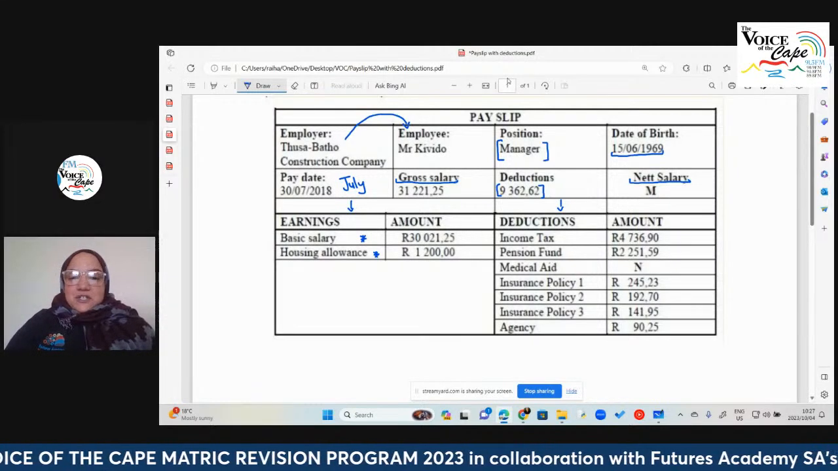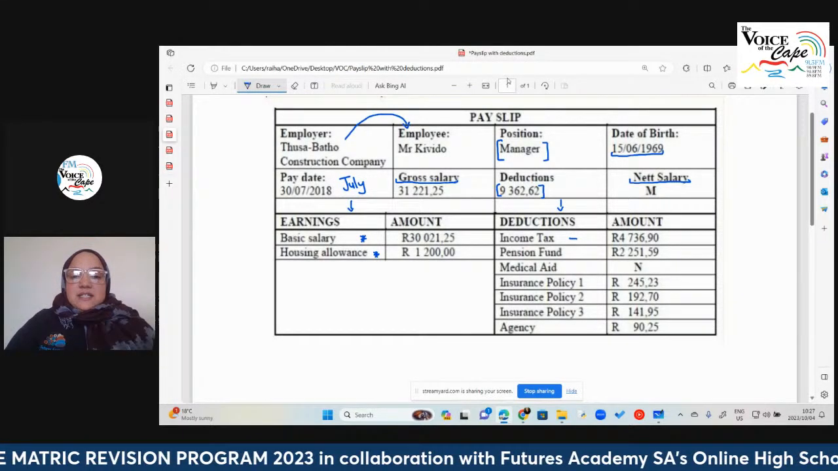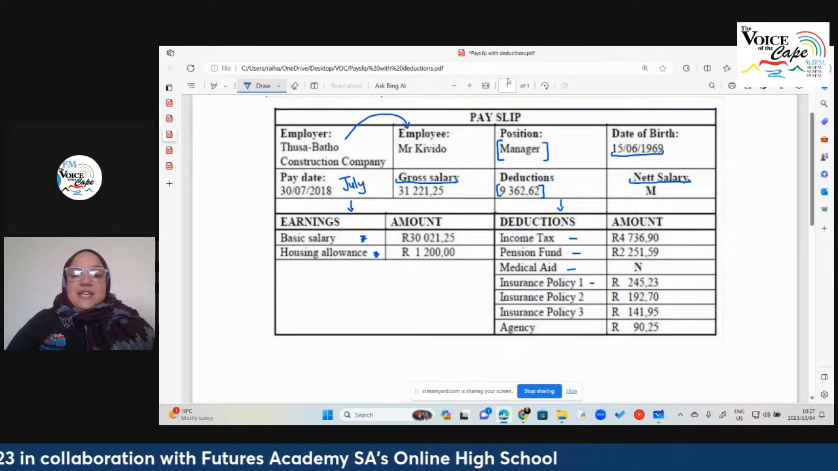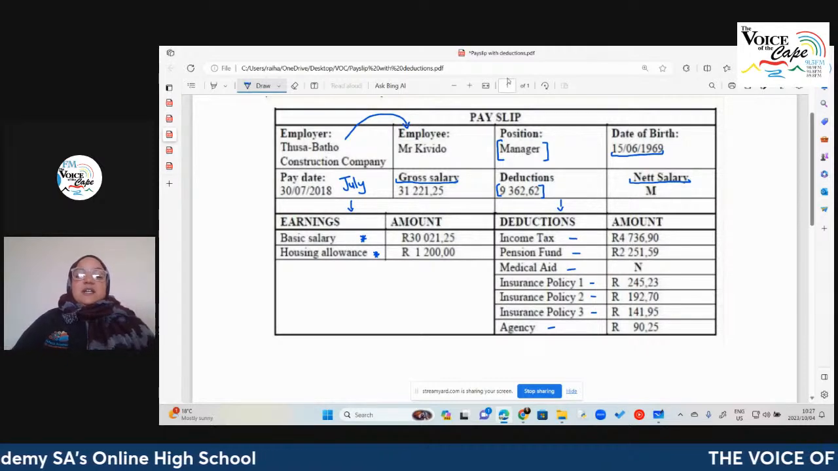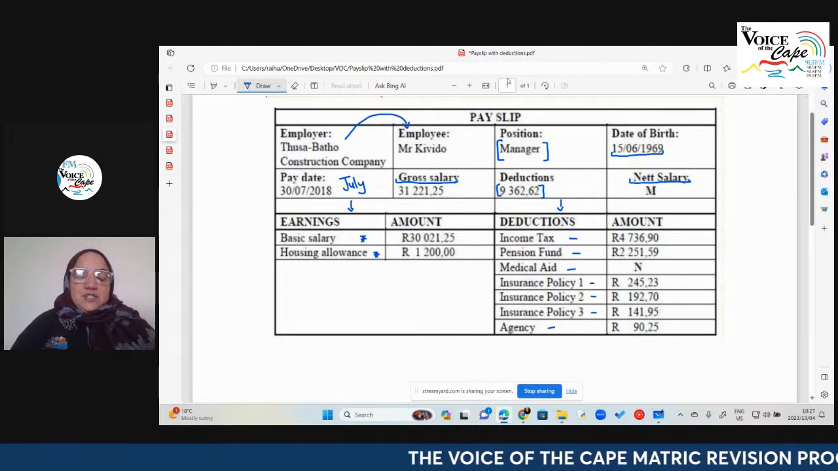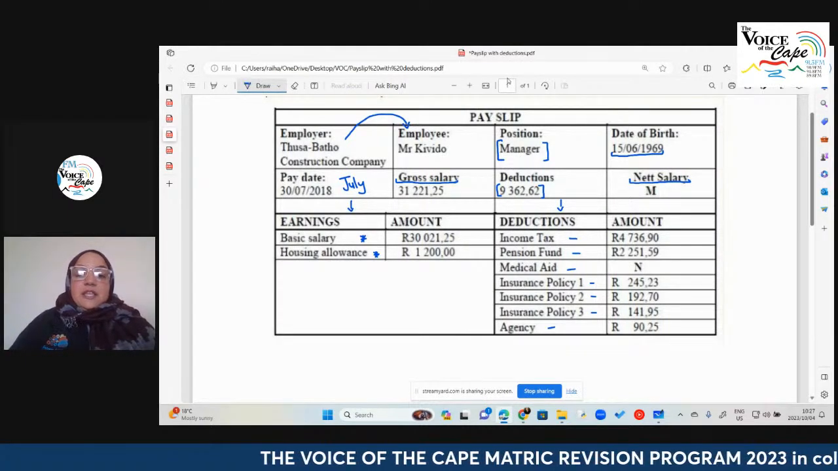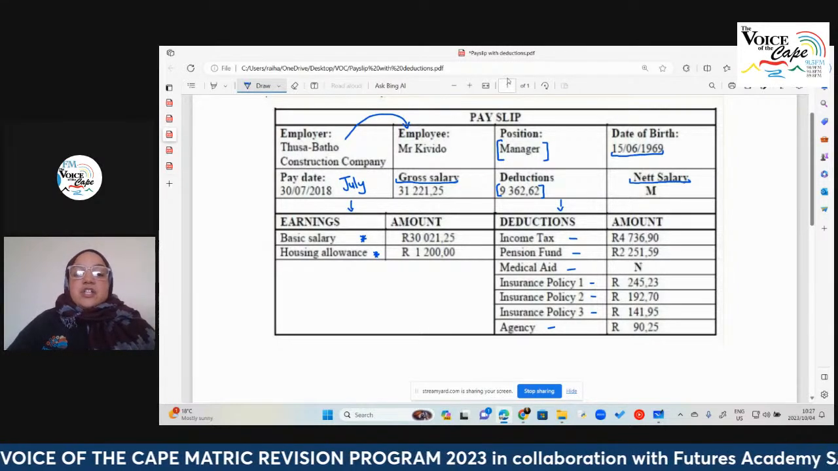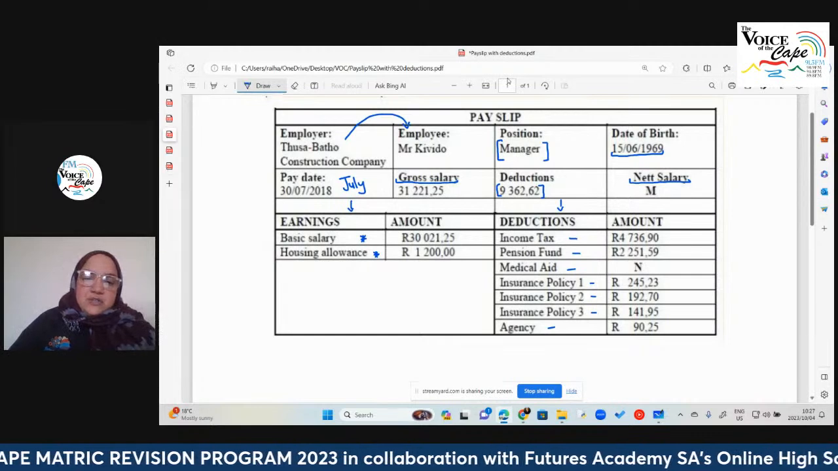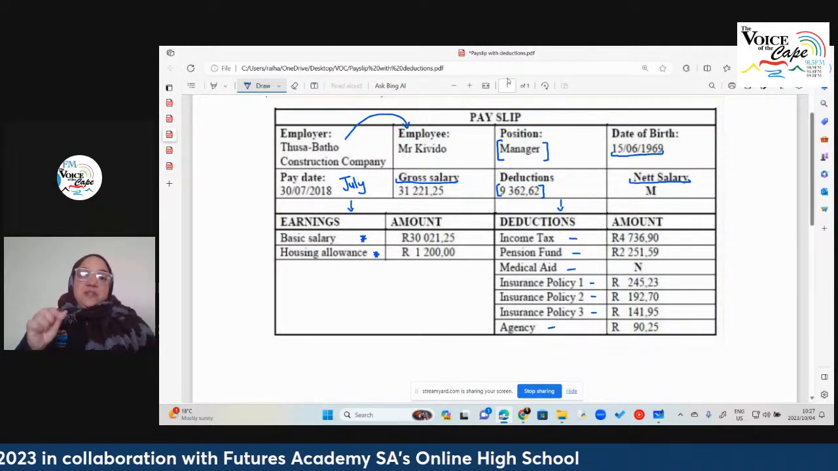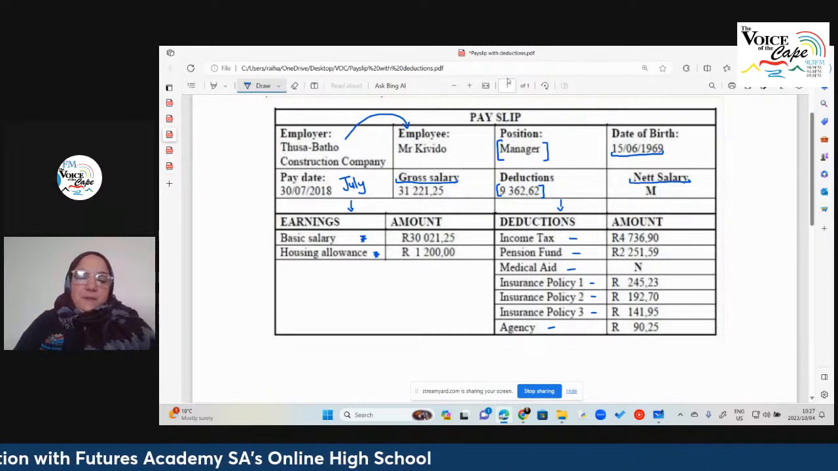Then in his deductions, he's got his income tax, his pension fund, medical aid. He's got three insurance policies, and he's got his agency. So I'm assuming this is some sort of fee that he has to pay every month. The insurance policies could be car insurance, house insurance, life insurance. So remember, those cover three different types of insurance. It wouldn't just be for one thing.